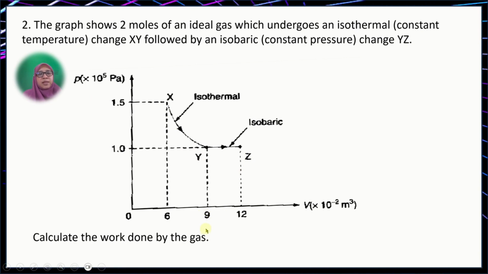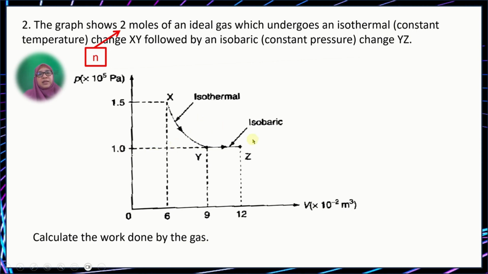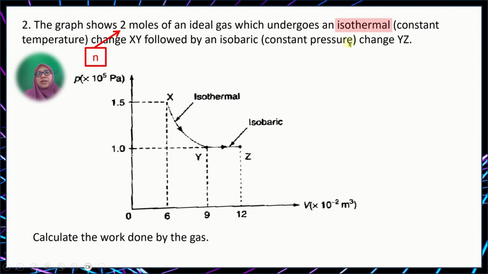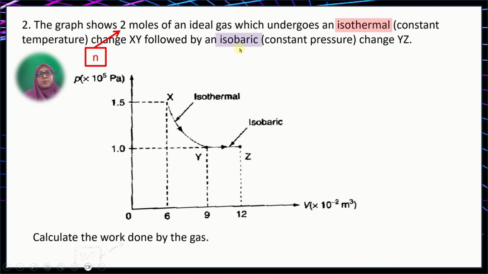The work done by the gas from the PV graph, we can calculate using the area under the graph, or using the formula. The work done by the gas will be the total of the work done in the isothermal and in the isobaric processes. For the isothermal process, we need n, the number of moles. Given here, the number of moles is 2, plus the work done for the isobaric process.